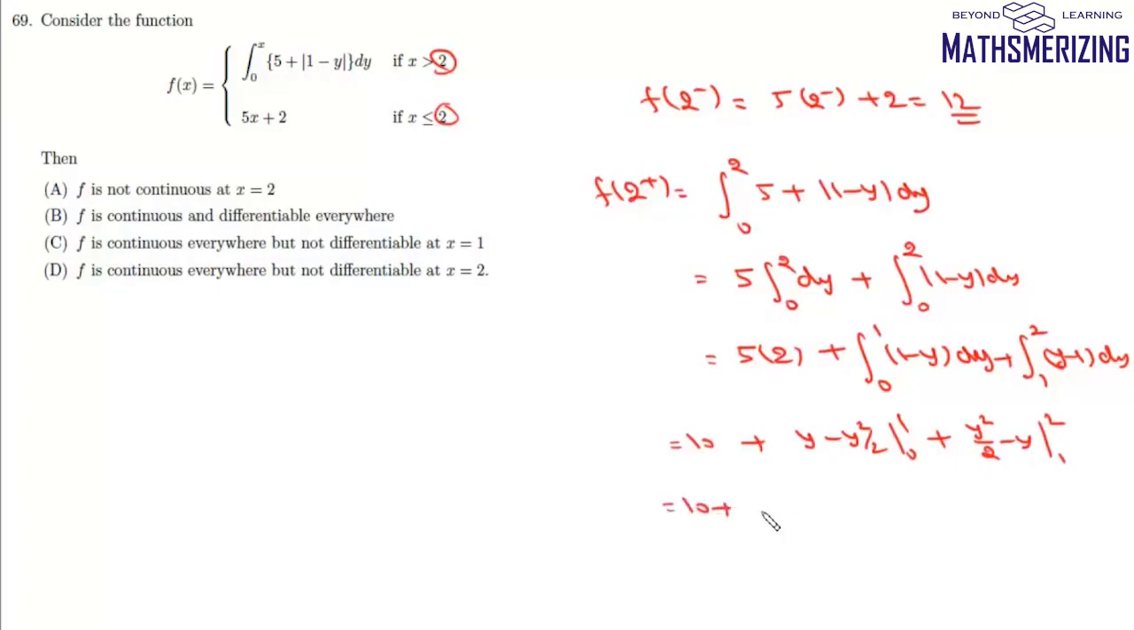So it is 10, and then here it will be y minus y square upon 2 from 0 to 1, and plus y square upon 2 minus y from 1 to 2. So this is 10. Now here it will be 1 minus 1 by 2, and here it is 2 minus 2, minus 1 by 2 minus 1, and 1 and 1 will cancel. So we'll get this as 10 minus 1 by 2 plus 3 by 2, which is 11. So the left hand limit is 12 and the right hand limit is 11. So this function is not continuous at x equals 2.